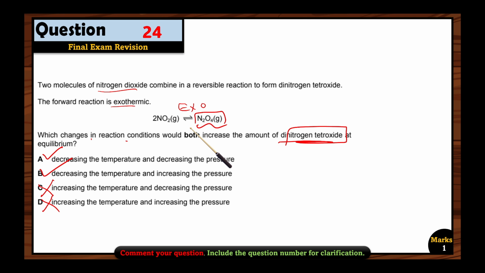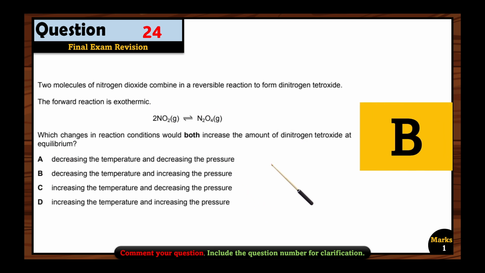Now let's see about the second option, decreasing the temperature and decreasing the pressure. If we decrease the pressure, it will favor the one that is more in number. And which one is more? Of course, this one. So we don't have to favor the nitrogen dioxide. We have to favor the dinitrogen tetroxide, and it is less in number, right? So we have to increase the pressure. So increasing the pressure is the right option, that is option B.